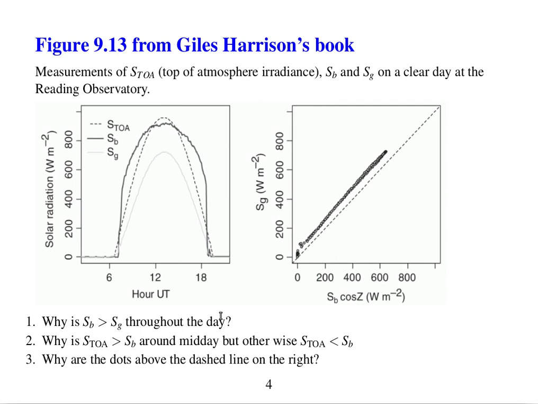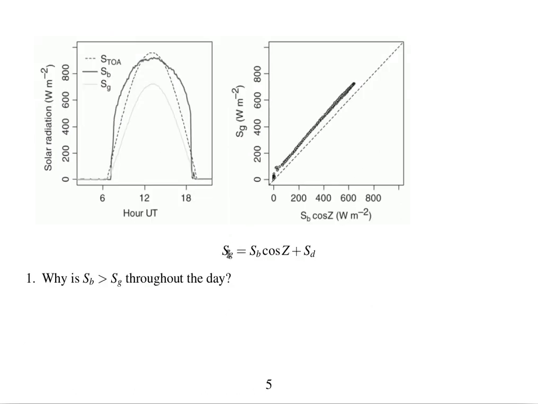To answer this question, we need to remember the formula that relates SG, SB and SD. The solar radiation directly from the sun is what we usually measure as the solar beam, which is in the direction of the sun, whereas SG is just the downward component and SD is the downward component. So if we want to find the downward component of the direct solar radiation, we need to multiply by cos Z, where Z is the solar zenith angle.